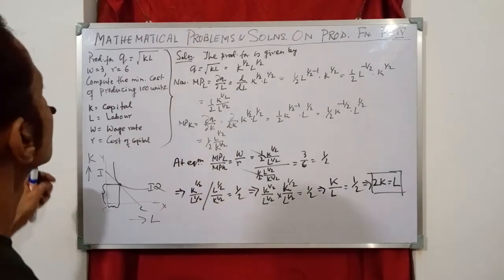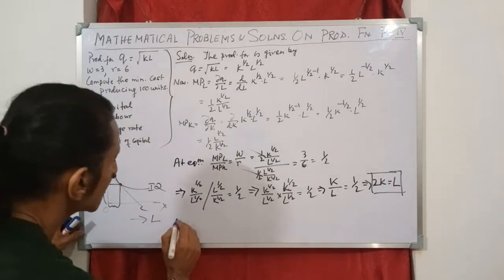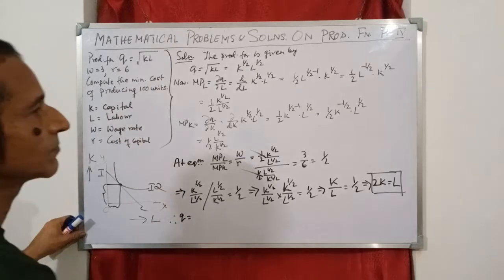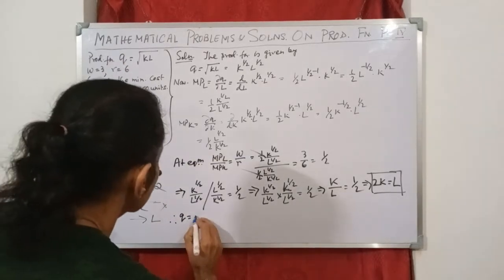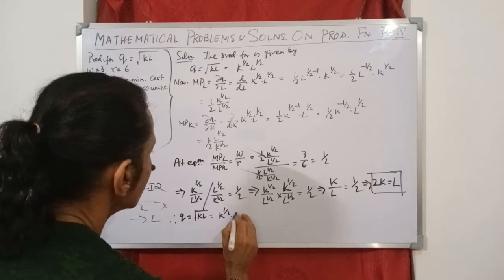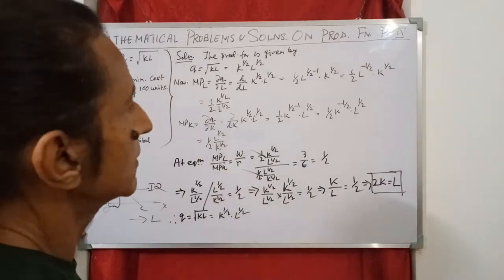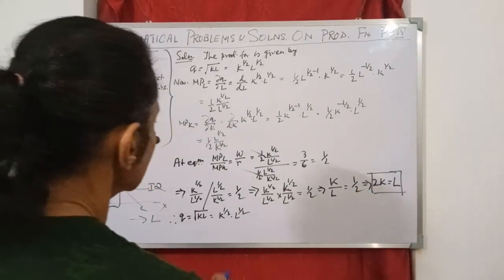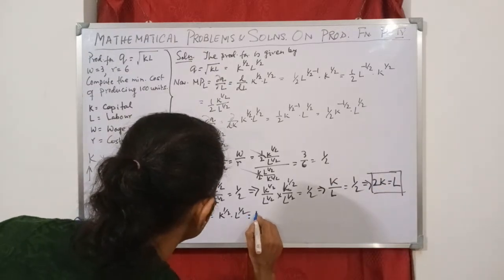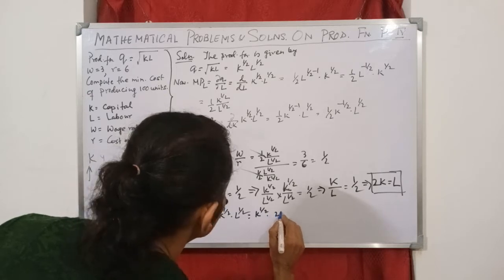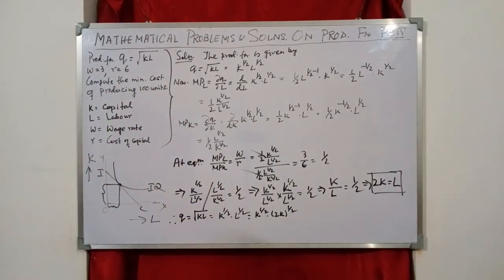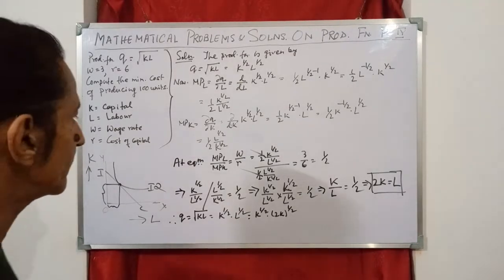Now the production function is Q equals root over KL. Therefore Q equals K to the power half into L to the power half. Now we know L equals 2K. So in place of L we put the value of L as 2K. So we get this is equal to K to the power half into 2K to the power half.